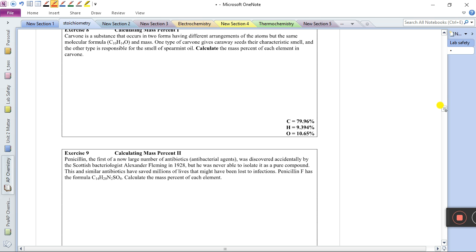Percent composition. Do we need to actually work a problem on finding percent composition of a substance? Okay. So, carvone is a substance that occurs in two forms that have different arrangements of atoms with the same molecular formula. For reference, that's an isomer. They're molecules with the same formula but different connectivity. We do not deal with that much in AP chemistry.